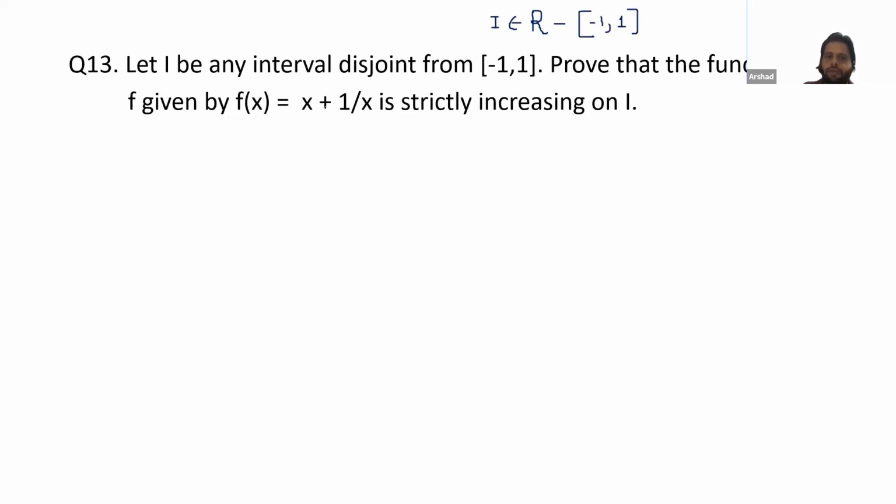Prove that the function f(x) is equal to x plus 1 by x is strictly increasing on I, where I is R except -1 to 1. You already have the interval. You just need to differentiate it and analyze this. I will give you 5 minutes for this question. Please complete it and let me know if you have a doubt.